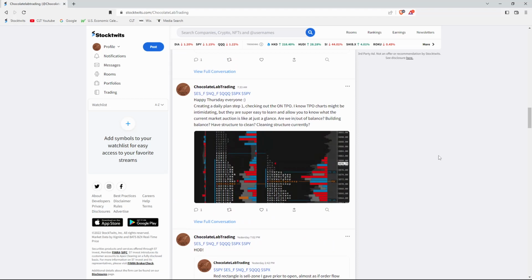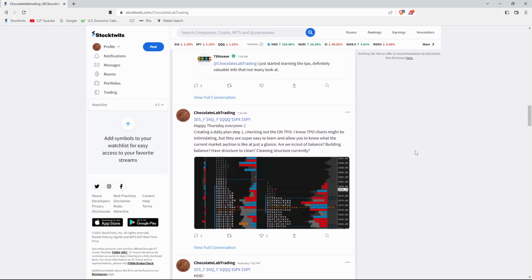Yesterday's daily plan highlighted the high of day, right? And today's, as of right now, is highlighting the low of day. There's multiple plays, and we'll get into that in a little bit.